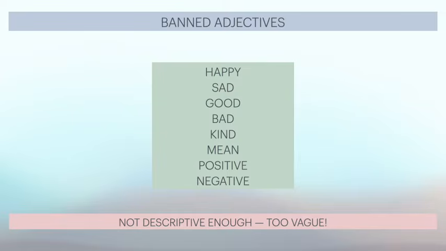But so often, students write these very vague adjectives to describe the tone and the mood of the text, which really does them no favors, and some teachers are not even going to award marks for that. Why is that? It's because these adjectives are not descriptive enough. They are too vague. They don't actually show that you really understand the writer's attitude or the atmosphere of the text. So words such as happy, sad, good, bad, kind, mean, positive, negative, these are words that younger students can use to describe the writer's attitude.